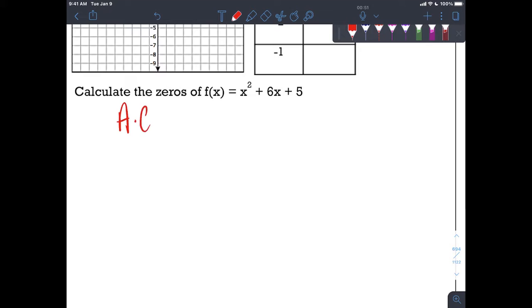So first thing I need to do is multiply a times c, 1 times 5, which is 5. I need two numbers that will multiply together to give me 5, add together to give me 6. I'll start at 1, 5. And lucky shot, those are the numbers. So now I'm going to go ahead and break apart my b value.